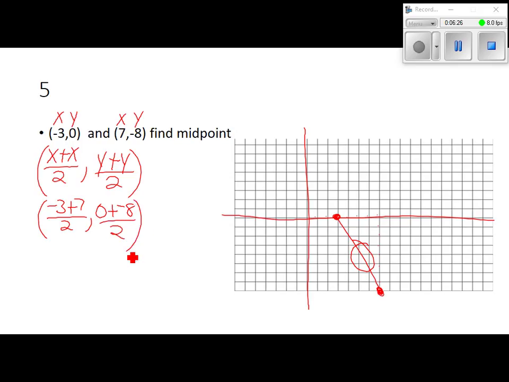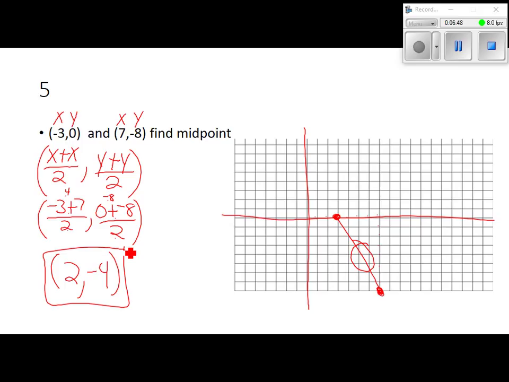I'm going to do some of the math in my head. -3 plus 7 is +4. 4 divided by 2 is 2. Over here, 0 plus a -8 is -8. -8 divided by 2 is -4. So the answer to number 5 is the point (2, -4).